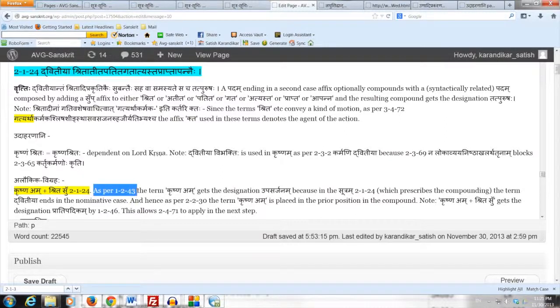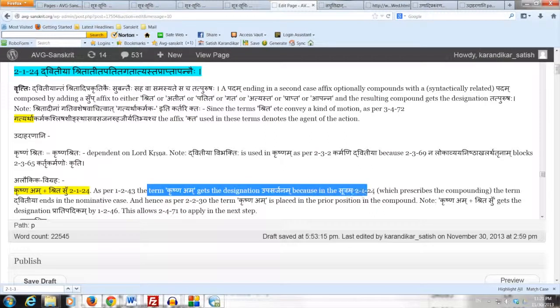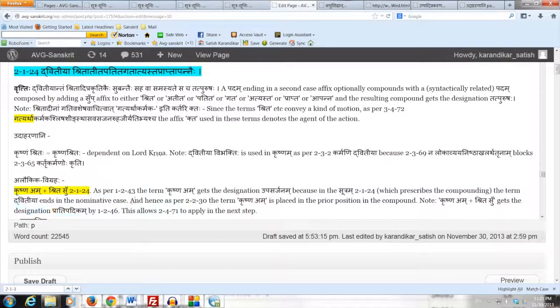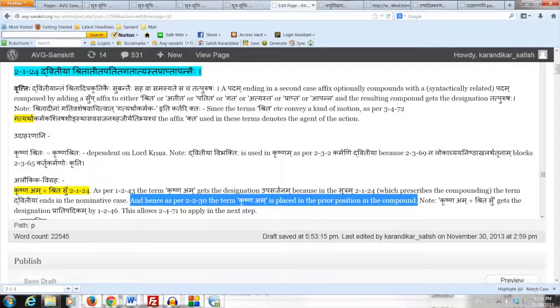Now as per 1.2.43, prathamanirdishtam samasa upasarjanam, the term Krishnam gets the designation upasarjanam, because in the samasa vidhayaka sutram 2.1.24, the term dvitiya ends in the nominative case. And hence, as per 2.2.30, upasarjanam purvam, the term Krishna is placed in the prior position in the compound.